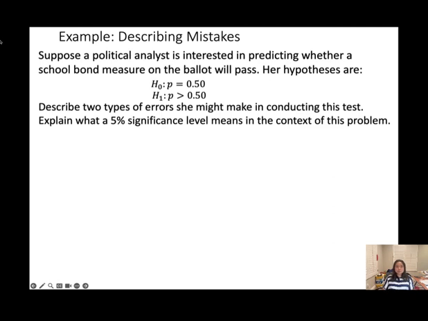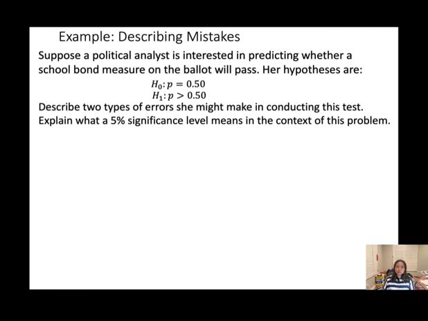Look at this example. Suppose a political analyst is interested in predicting whether a school bond measure on the ballot will pass. Her hypotheses are: the null hypothesis, population proportion equal to 0.50; the alternate hypothesis, population proportion strictly greater than 0.50. Describe two types of errors you may make in conducting this test.